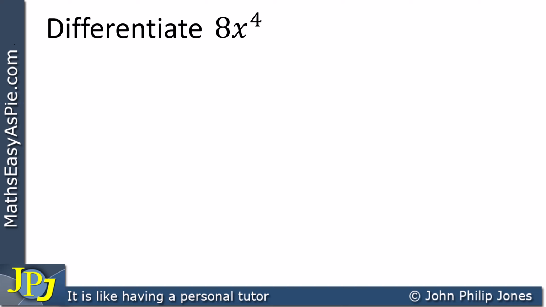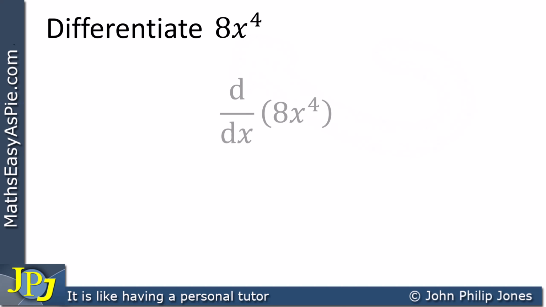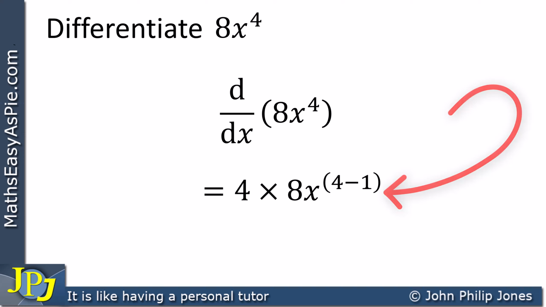This exercise is asking us to differentiate 8x to the power 4. Now we can write this out as shown here. This means differentiate with respect to x what's in the bracket, which in this case is 8x to the power 4. The next line of the calculation is shown here, and this is derived from the following.